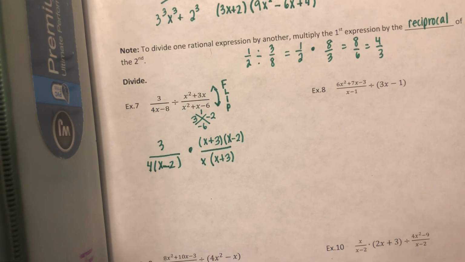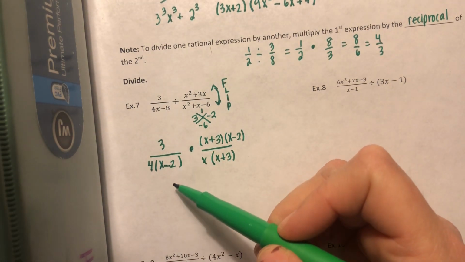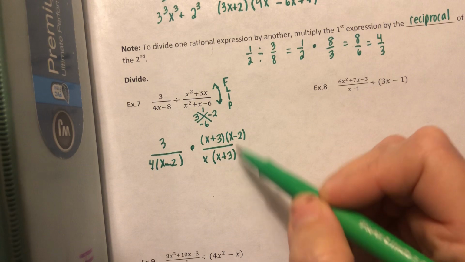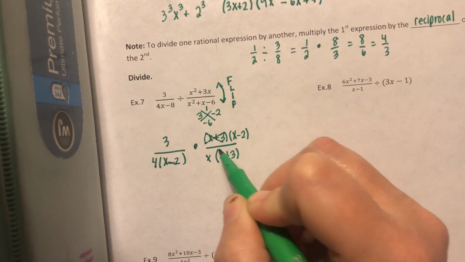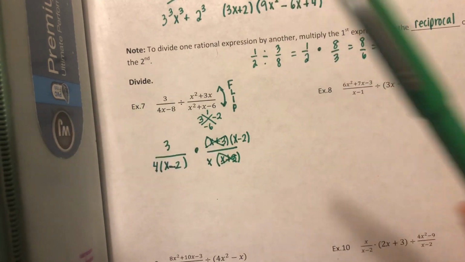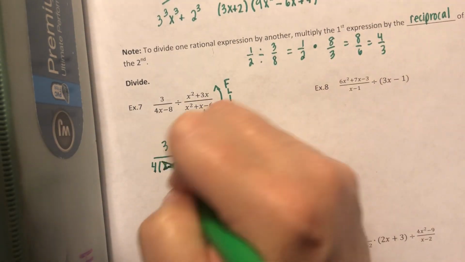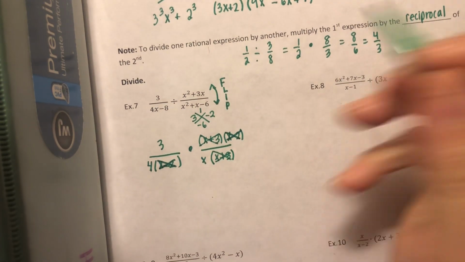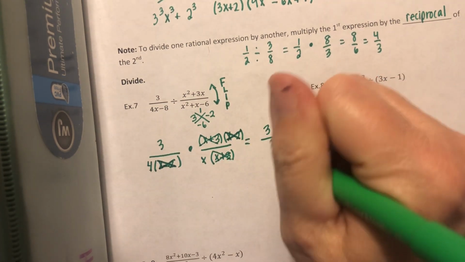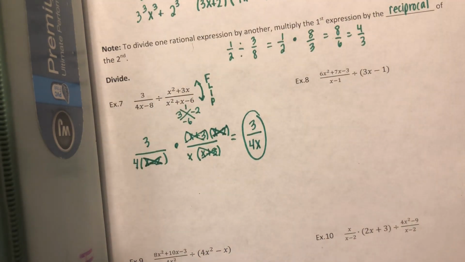Now, this becomes exactly the multiplication problem. So it's not like it's anything new. So you're going to check your up downs. Does anything make 1 there? No. Does anything make 1 here? Yes. The x plus 3's do. And then you're going to check your crisscrosses. So 3 and x? No. How about 4 times x minus 2 and x minus 2? Yes, on the x minus 2's. Multiply straight across. We get 3 over 4x. That is my final answer.